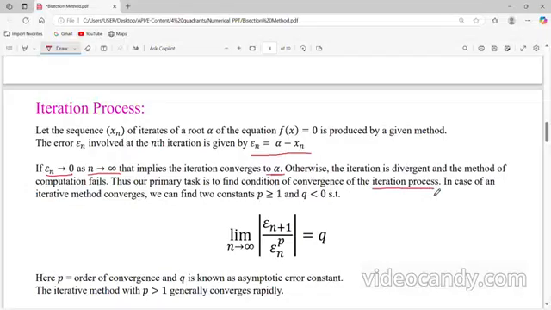So in this case, when the iterative method converges, we can find two parameters, one is p, another one is q. p must be greater than or equal to 1 and q must be less than 0. And the formula is limit as n tends to infinity of epsilon_(n+1) / epsilon_n^p = q, where p is the order of convergence and q is the asymptotic error. If for the iterative method p is greater than 1, that means it converges rapidly.